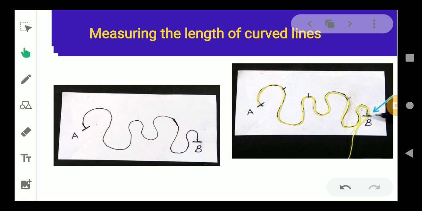In order to measure the length of curved lines, use a string or thread and place that thread over that curved line perfectly. Once you have kept it, you can mark the starting point and ending point on the thread, and measure the length of the thread using the measuring tape.